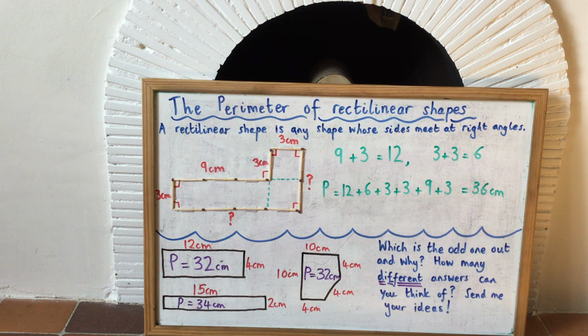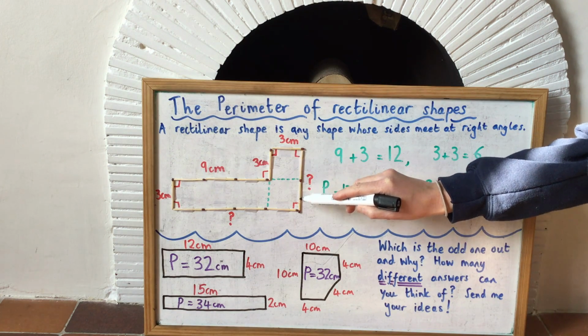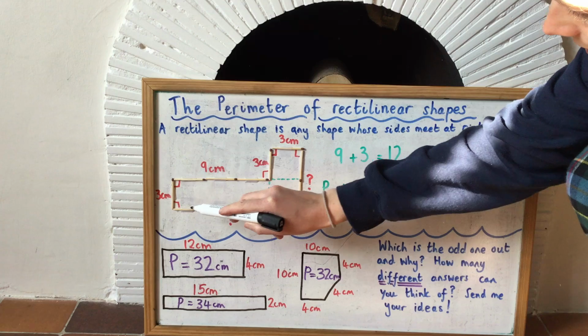Today in our maths lesson you're going to be learning how to find the perimeter of rectilinear shapes. Now first of all it's important for us to understand what a rectilinear shape is. A rectilinear shape is any shape whose sides meet at right angles. And if you look at the shape that I've made out of matchsticks, this is an example of a rectilinear shape because its sides meet at right angles, and I've marked some of those for you. So you can see right angles in all the places I'm pointing to.